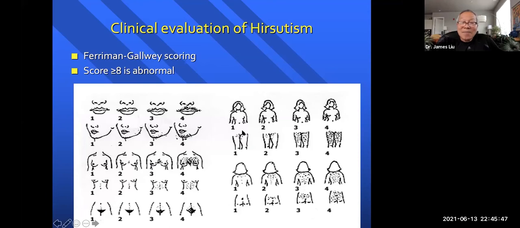And then on the back side, if you turn the woman around, in the area of the posterior thigh, and on the back with a special focus on the midline. So this is an example. I have not done Ferriman-Gallwey scoring for a long time, and I just use the Lipsick criteria.